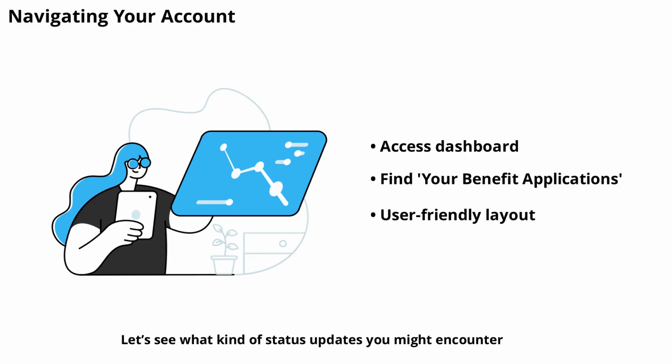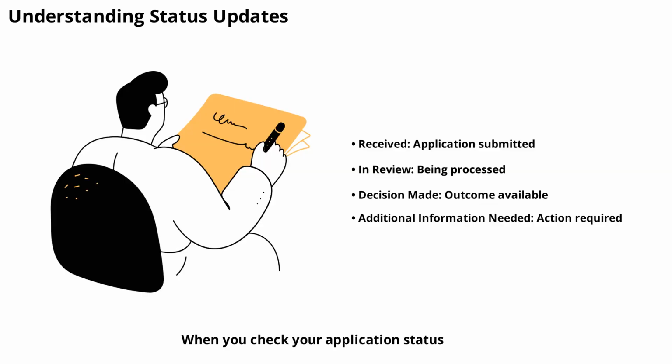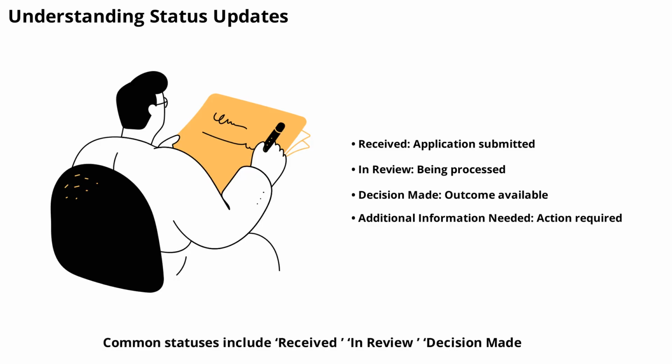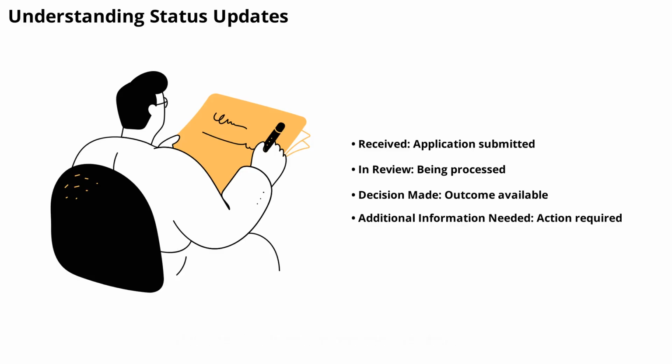Let's see what kind of status updates you might encounter. When you check your application status, you'll see different updates depending on where your application is in the process. Common statuses include Received, In Review, Decision Made, or Additional Information Needed. Each status gives you insight into what's happening with your application. If you see additional information needed, be sure to respond promptly to avoid delays. Now, let's talk about what each status means in more detail.